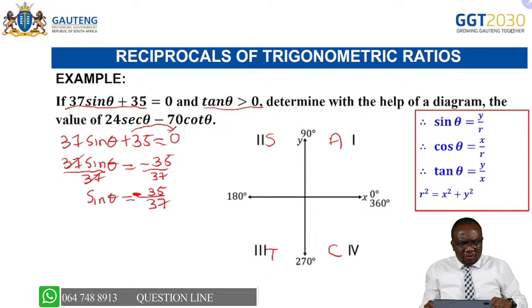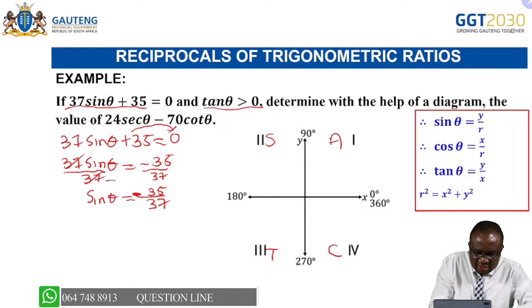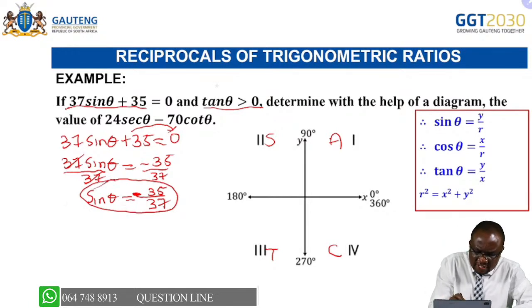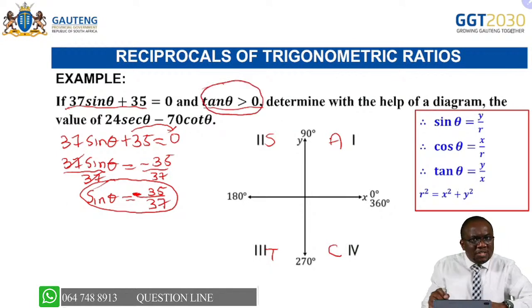You see that? So now, what can you say here? We're saying sine theta is negative. Okay? And then tan theta is positive. Which quadrant is that?